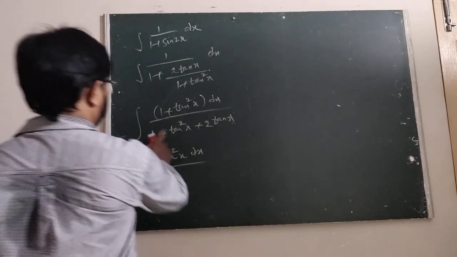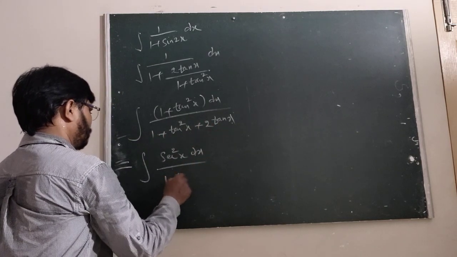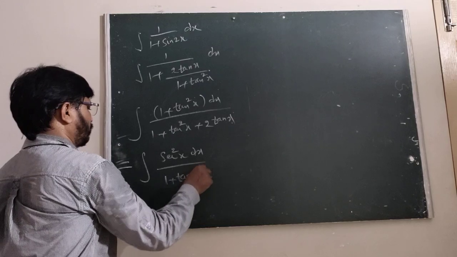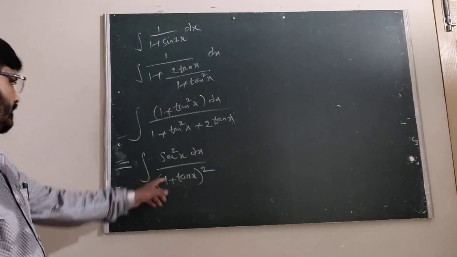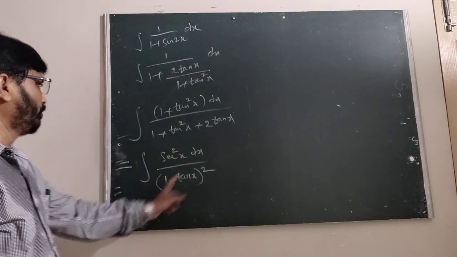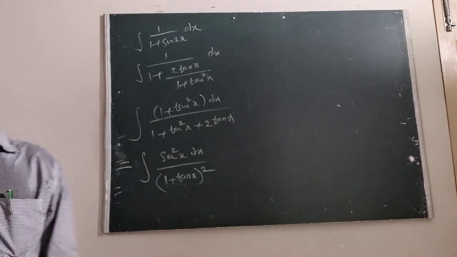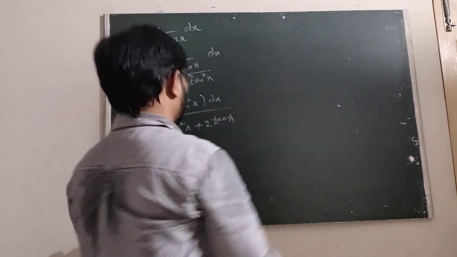This is a square plus b square plus 2ab, which is 1 plus tan x whole square. Therefore a square is this one, b square is this one, and 2ab is the 2 tan x. So now we are taking here 1 plus tan x.